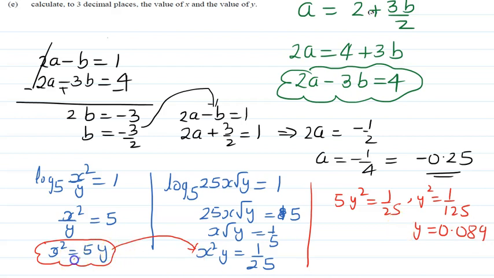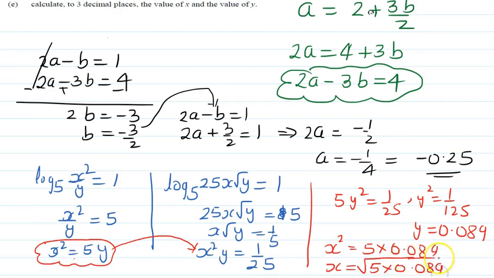Now x square was 5y, so x square is 5 times 0.089, and x will be square root of 5 times 0.089, and the answer will be 0.667. So that will be your answer. Let's go for another question.